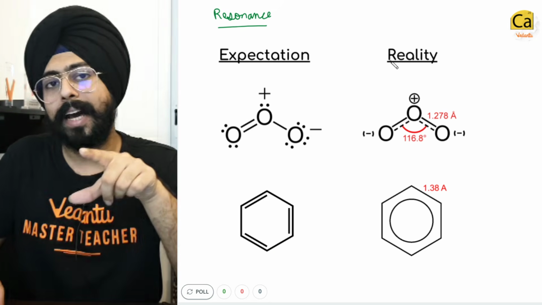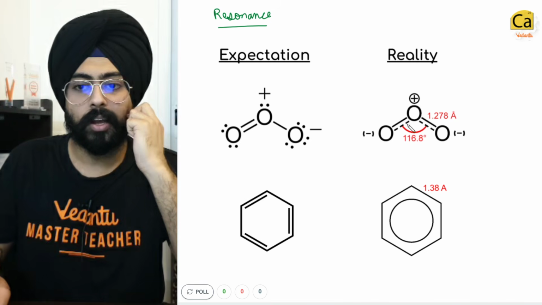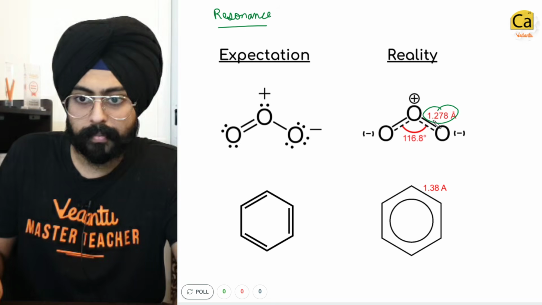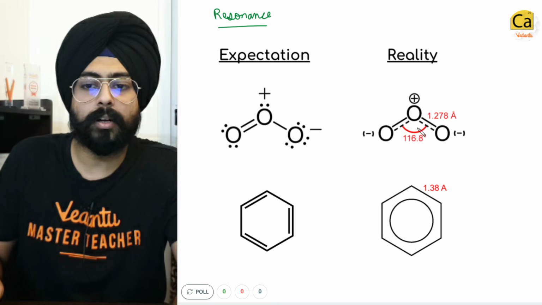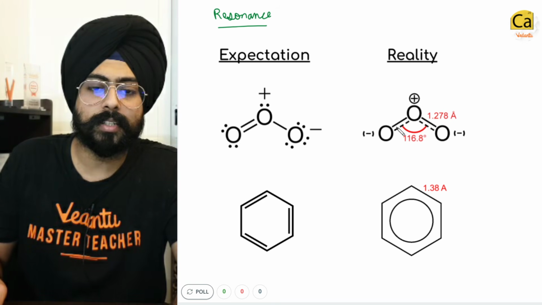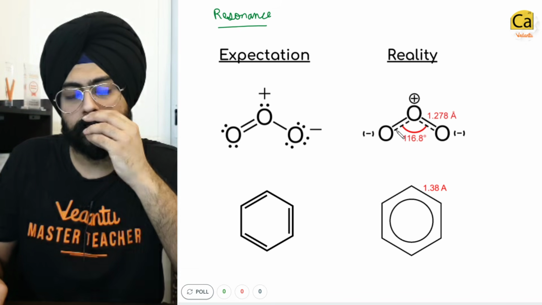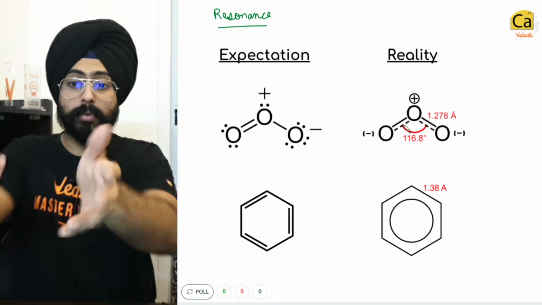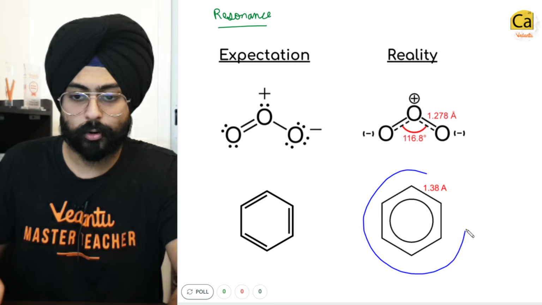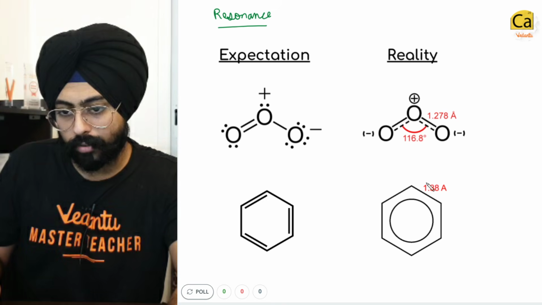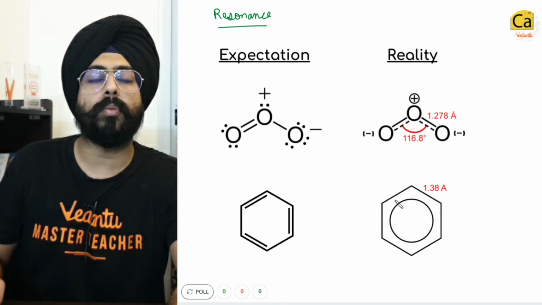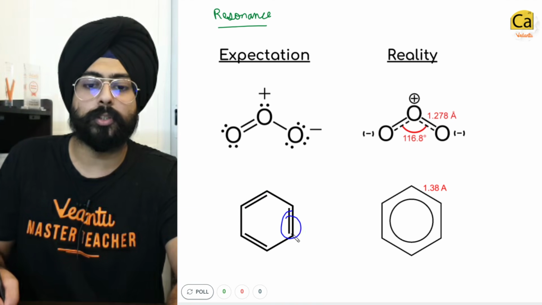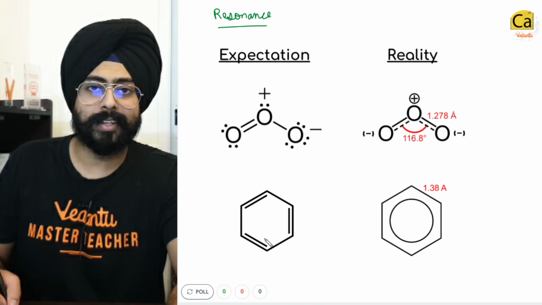But in reality, what happened was, ozone has all the bonds symmetrical. Its length is given, the angle between these oxygens is given. So the reality is a little different than the expectation. The electrons are very beautifully shared amongst all of the atoms. Similarly for benzene, I'm pretty sure you draw this structure all the time for benzene. All of the bond lengths over here were 1.4 angstroms approximately. Over here it was expected that this bond would be shorter, this would be longer, this would be shorter, this would be longer. That's not the case.